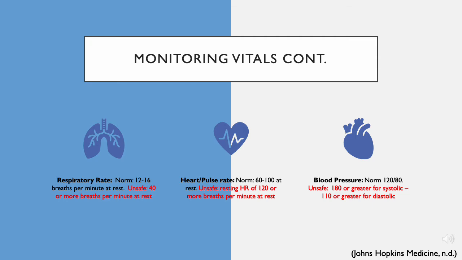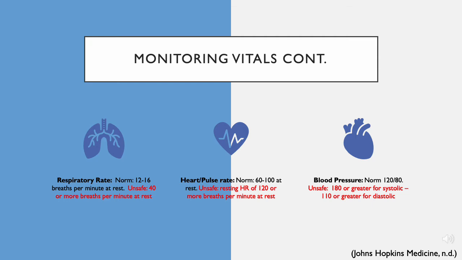Monitoring vitals continued. Some of the other important vitals to monitor are respiratory rate, heart pulse rate, and blood pressure. The normal range for respiratory rate is 12 to 16 breaths per minute at rest. Unsafe is 40 or more breaths per minute at rest. For heart rate, the norm is 60 to 100 at rest. Unsafe is 120 or more.